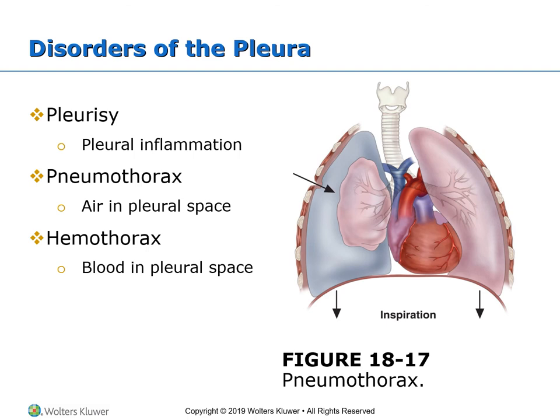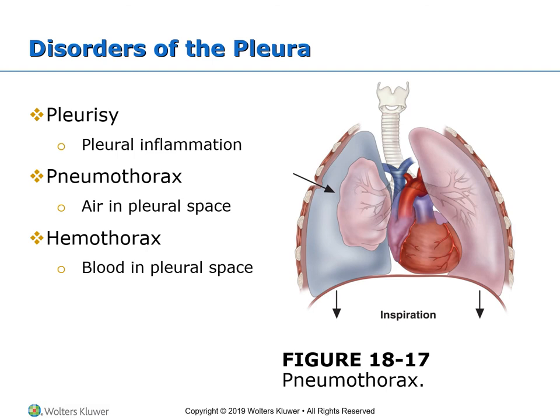Pneumothorax represents an accumulation of air in the pleural space. Pneumo means air, thorax means thoracic cavity. The lung on the affected side will be partially or completely collapsed, and as a result, the patient will have labored breathing. Most of the time, pneumothorax is an emergency.